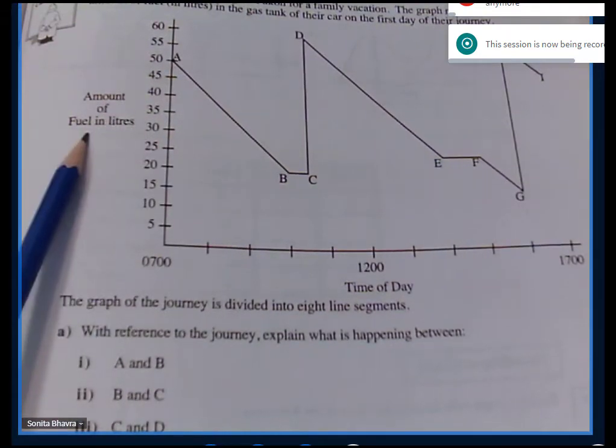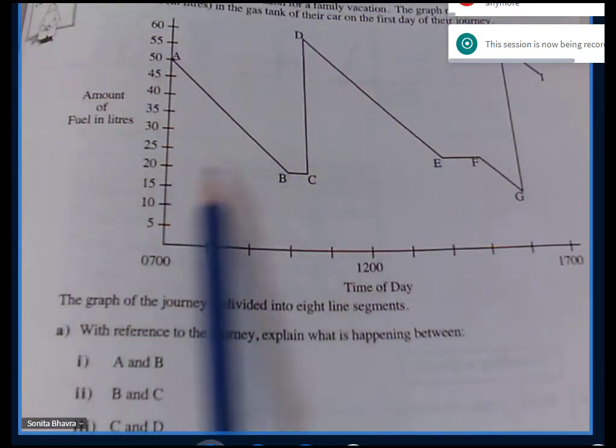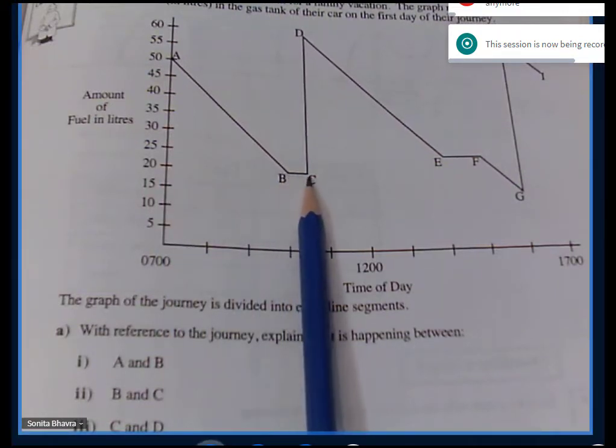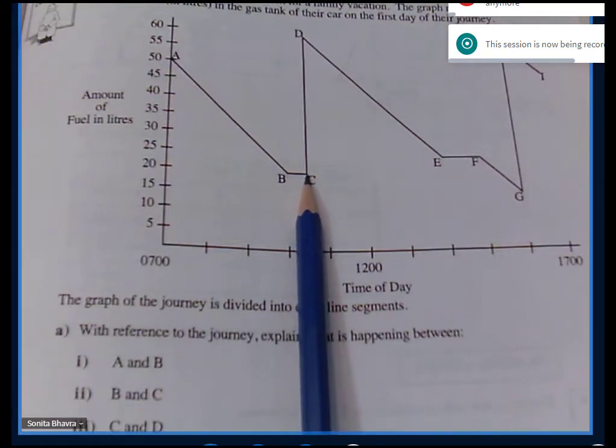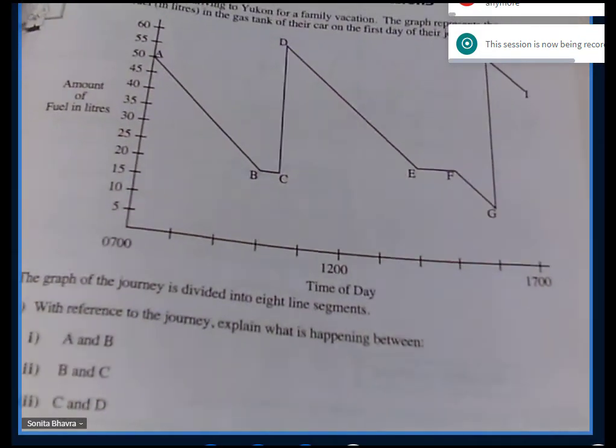So amount of fuel, so it's decreasing. Here, B to C, the fuel is staying at a steady rate here. Then time stays constant, and then there's an increase in fuel. So let's just write that down. So we'll start with A to B. All right, so this is the example. It's on lesson number 11, page 480.